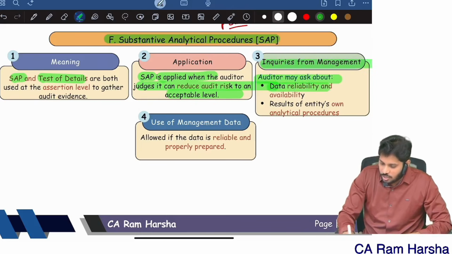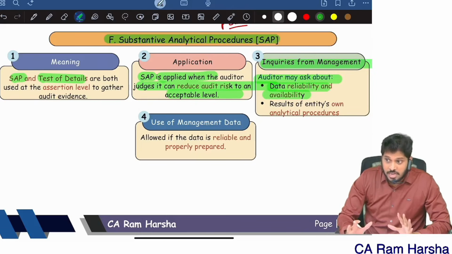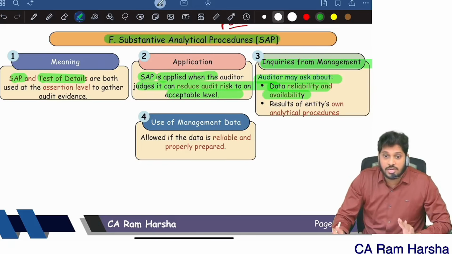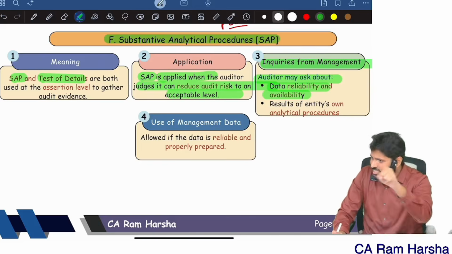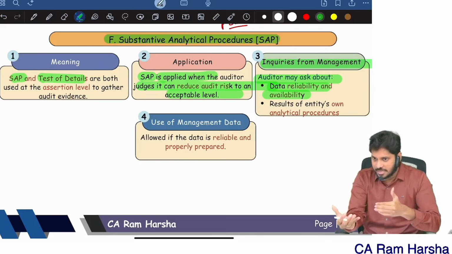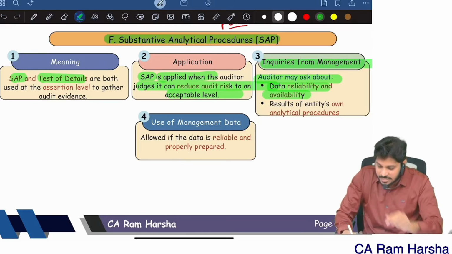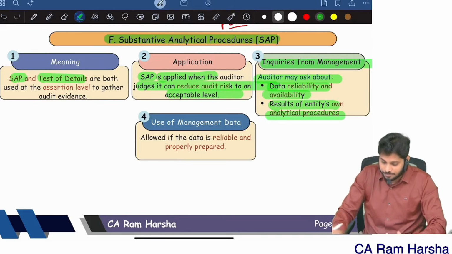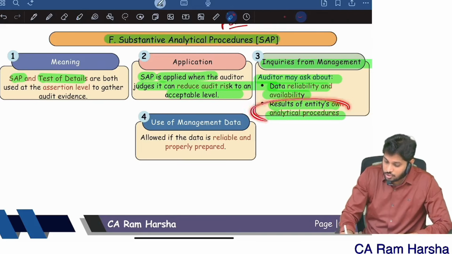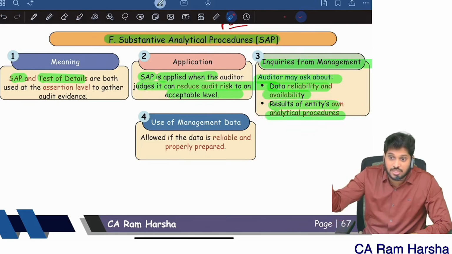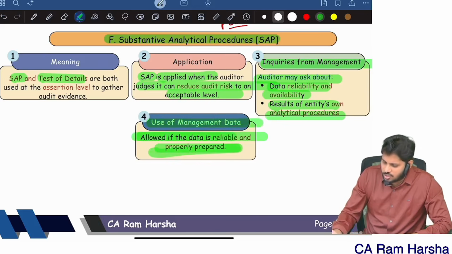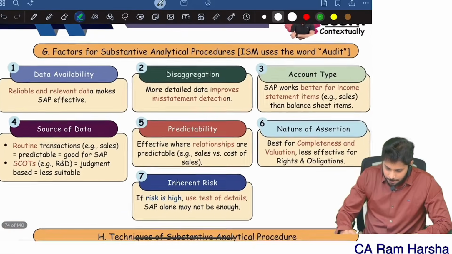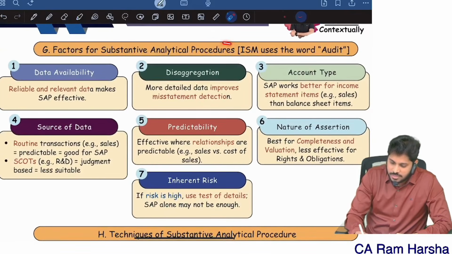Inquiries. So what will the auditor do? Before a substantive analytical procedure is performed, first the auditor will inquire about the data regarding its reliability and availability. Once data is given, the auditor will perform analytical procedures, then he will get some result. That result he will investigate. Yes or no? And sometimes the auditor will also use the entity's analytical procedure data. Management data he will use when it is reliable. Yes or no?